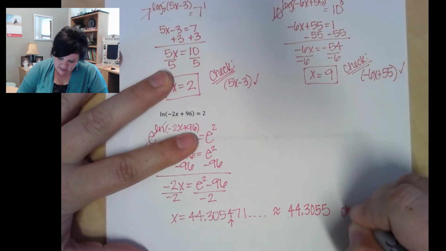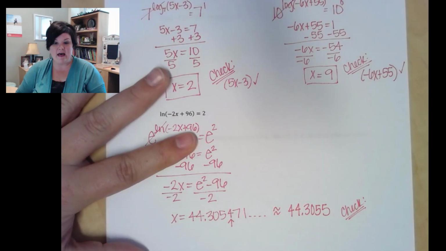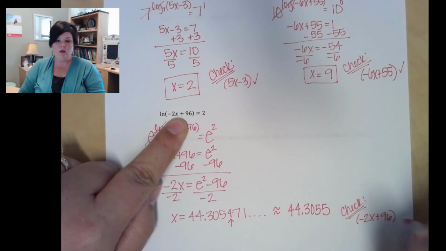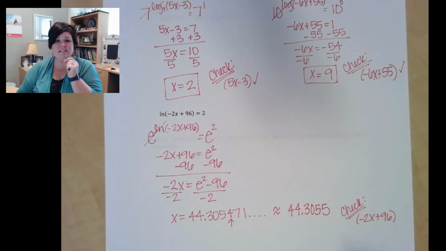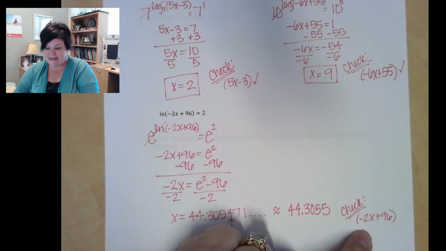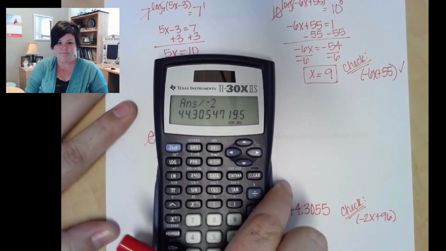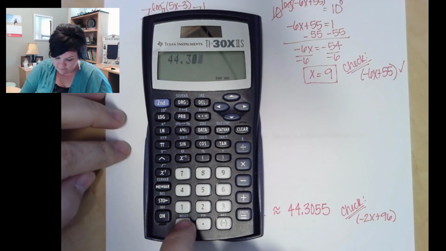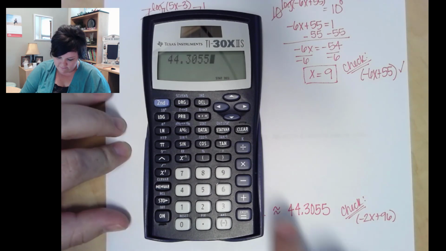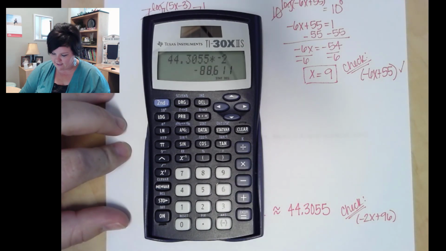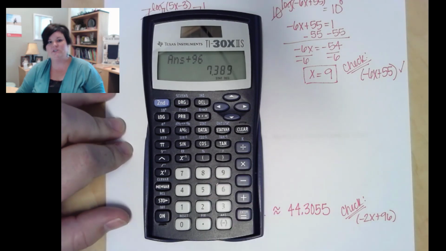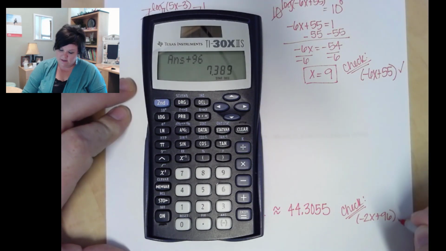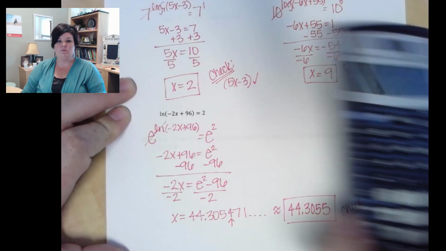Before I circle my answer, I have to make sure that it's going to work out. So I'm going to check to make sure that the inside value of this log, which is negative 2x plus 96, stays positive. If I take my answer, 44.3055, multiply that by negative 2, and then add 96 to it, I just want to make sure that it comes out positive. Here it came out positive when I plugged it in, so that's a check, and I can go ahead and circle my solution.